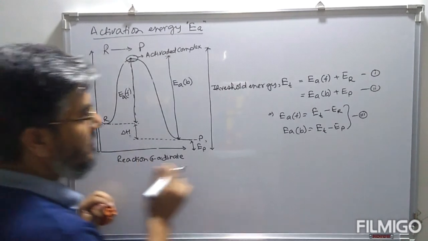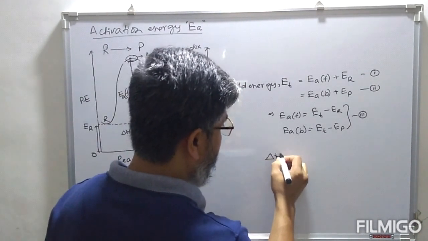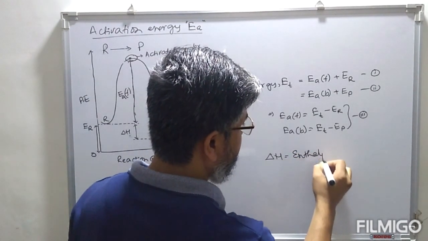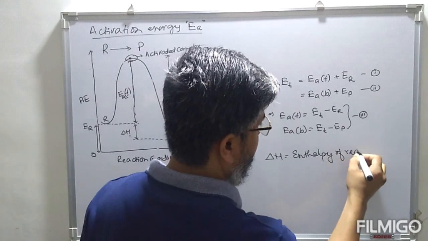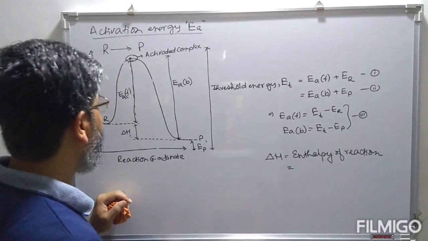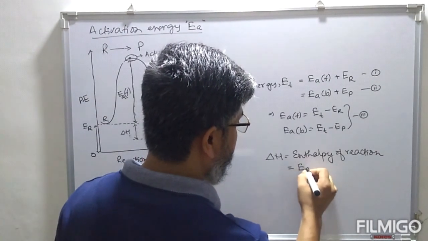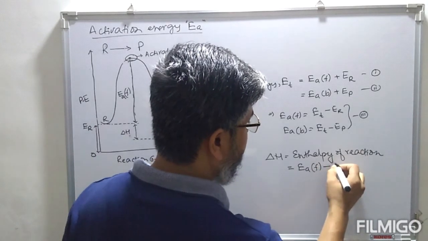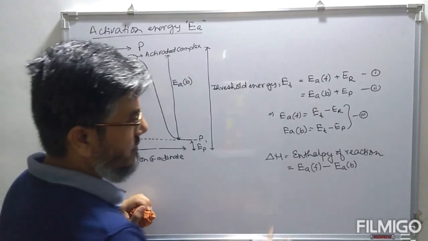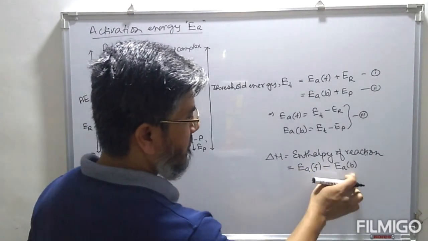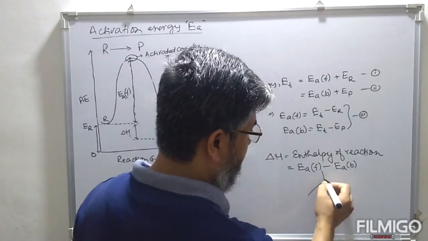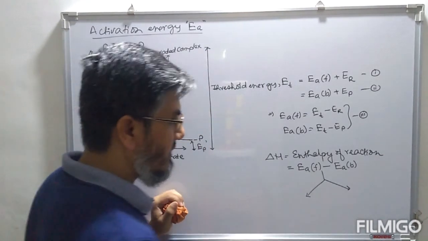Now we have this term delta H. So this delta H is defined as enthalpy of reaction. This enthalpy of reaction is defined as the activation energy of the forward reaction minus the activation energy of the backward reaction. So the difference between the activation energies of the forward and backward reaction is defined as enthalpy of reaction. Now this difference may be positive or may be negative.